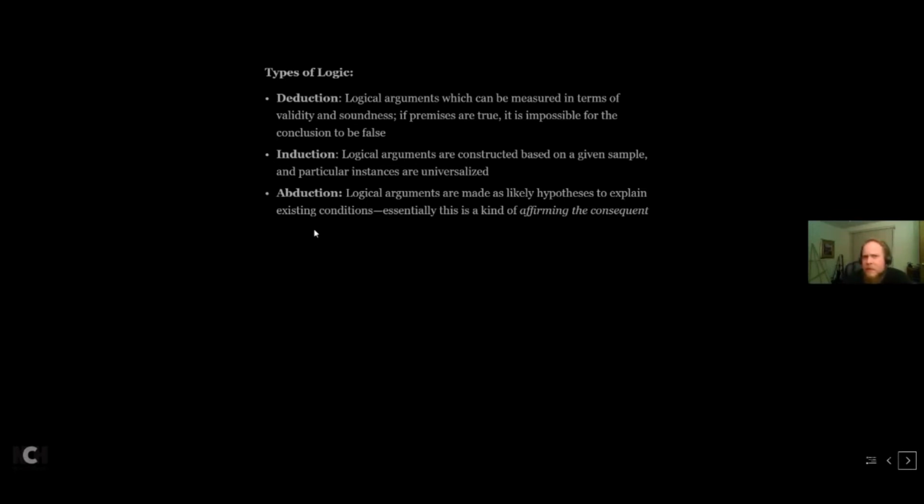The problem is these are all different kinds of logic and they have different criteria and they do different things. The main one that we're going to talk about in this course, like 99.9% of what we're going to do, is deductive logic. And you've seen it before. It's the most basic form of math based on the axioms that we have in place. So deductive logic is where you have logical arguments, and I'll talk more about what arguments are in a moment, which can be measured in terms of validity and soundness. Basically, if the premises are true, it's impossible for the conclusion to be false.